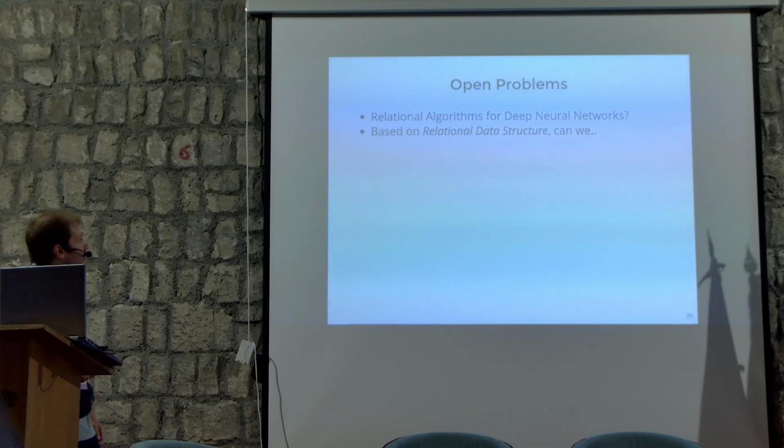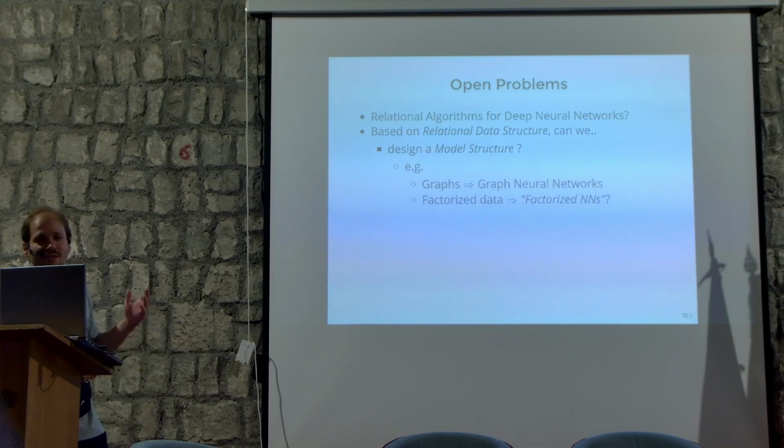Another open problem, which is probably more low-hanging fruit, is, can we utilize the relational data structure to design a specific model structure that is tailored to learn over this specific structure? To give you an analogy, as we saw on the first day, for data which is basically graphs, there is a specific neural network structure which is GNNs, graph neural networks. It's a model structure that is designed to learn over this particular data structure, which is graphs. Now, is there a similar notion here?